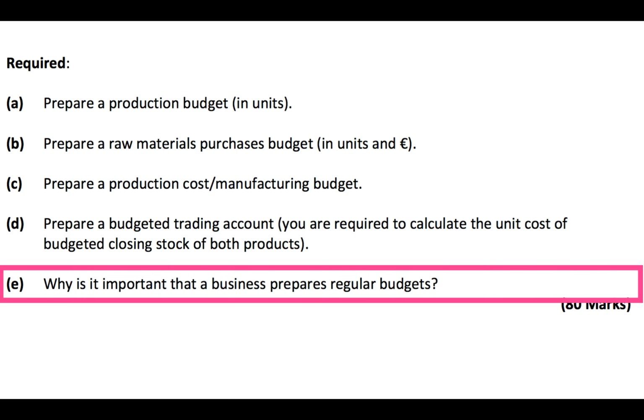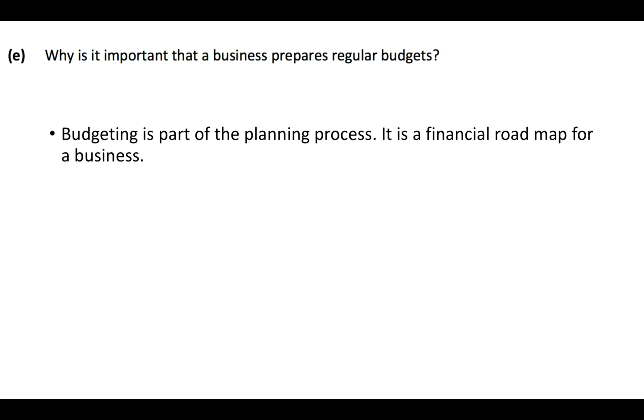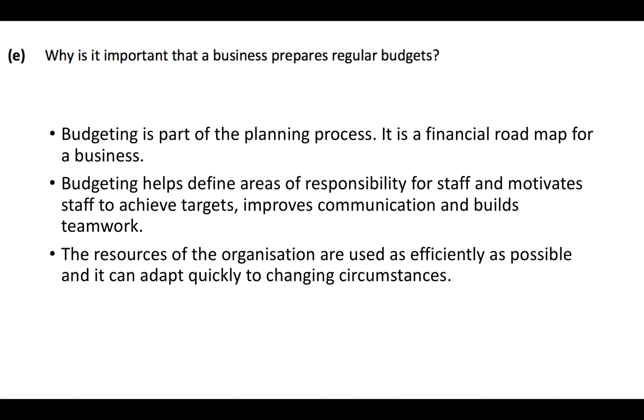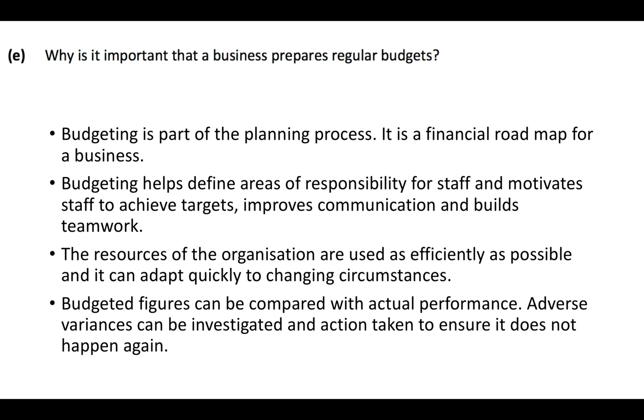Part E then, why is it important that a business prepares regular budgets? So, budgeting is part of the planning process. It is a financial roadmap for a business. Budgeting helps define areas of responsibility for staff and motivates staff to achieve targets, improves communication, and builds teamwork. The resources of the organisation are used as efficiently as possible, and it can adapt quickly to changing circumstances. Budgeted figures can be compared with actual performance. Adverse variances can be investigated and action taken to ensure it does not happen again.